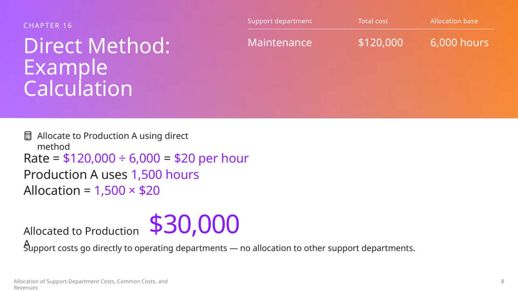An important point to note here is that with the direct method, support department costs are allocated directly to operating departments only. There is no allocation of costs between support departments themselves. This method simplifies the process by ignoring inter-support department usage, focusing solely on the operating departments.